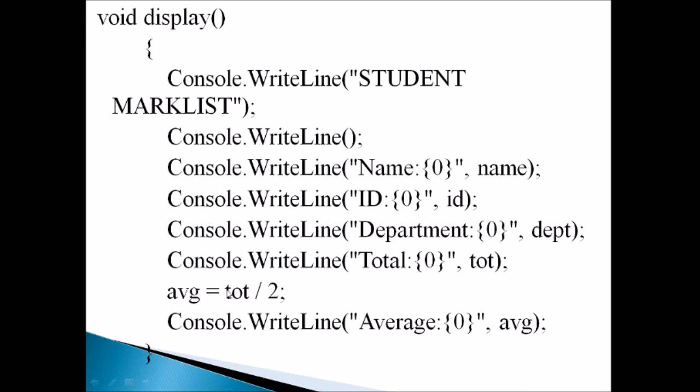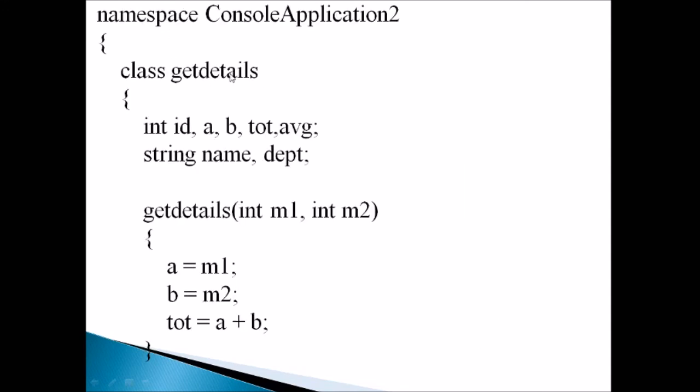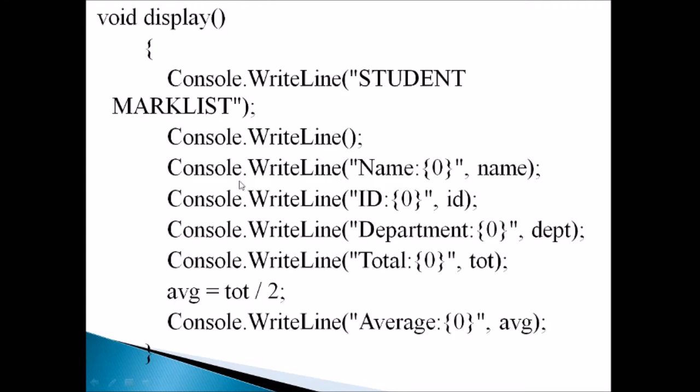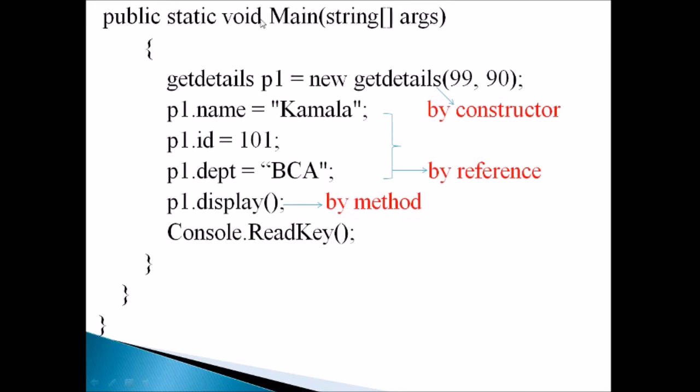And then average = total / 2. Some value will be there in total, that will be divided by 2, and then the average value will be assigned to the variable average. So that is displayed here using this statement. This is the block of statements given within the method display. Within the class getDetails, we have defined one constructor and then display with some set of source code. And then there is the main part, public static void Main(string[] args). Here first the object is created: getDetails p1 = new getDetails. Within brackets there are two values, 99, 90.